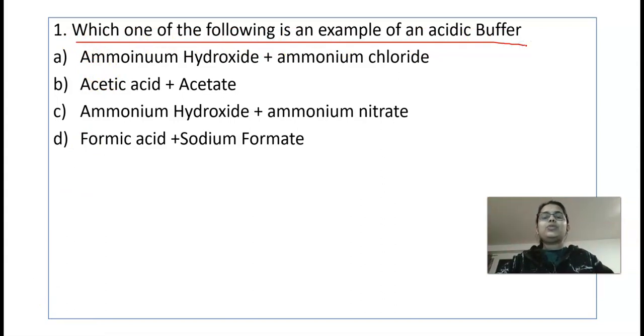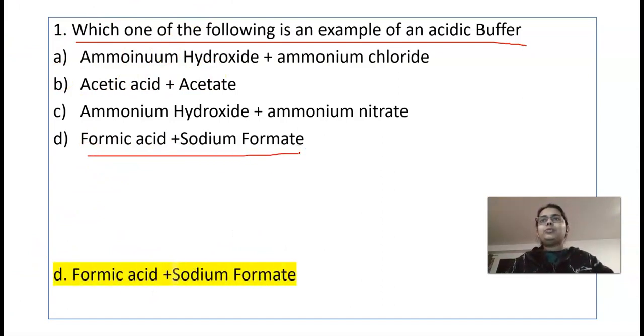So they can ask you the example of acidic buffers, basic buffers, okay? So you have to study this very well. There are four options: ammonium hydroxide plus ammonium chloride. They can ask you in combination format. Ammonium hydroxide and ammonium nitrate. The fourth option is formic acid and sodium formate. So the correct option is D, that is formic acid and sodium formate. So you have to go for this.